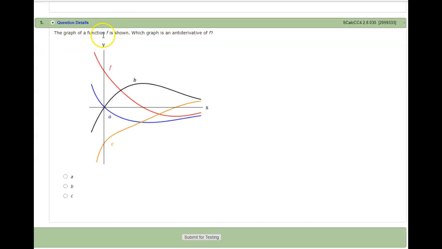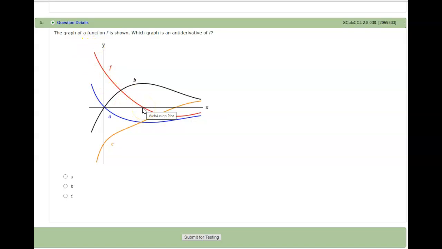For this last one, they tell us that f is actually the derivative, and we want to find what's called an antiderivative. What do we take the derivative of to get this? Well, we can see that there has to be a high point or low point there. So it was positive going up, high point or low point, and then it's going down. So which one of these graphs does that?